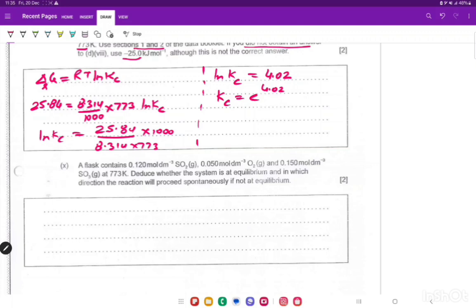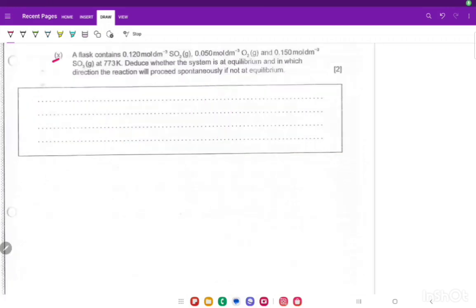If you want to calculate Kc, by using the calculator I find it out, Kc equals 55.70. This is the value of Kc. Thus 55.70 is the answer. Next part of this question is, a flask contains 0.120 mole per dm cube of SO2, 0.050 mole per dm cube of O2, and 0.150 mole per dm cube of SO3 at 773 Kelvin. Deduce whether the system is at equilibrium, and in which direction the reaction will proceed spontaneously if not in equilibrium.